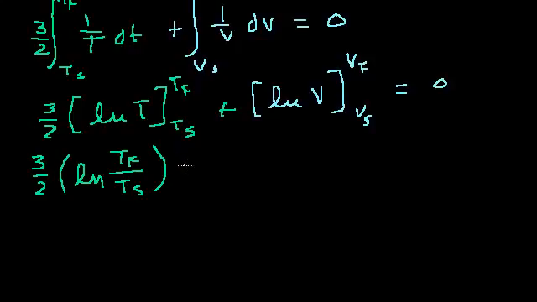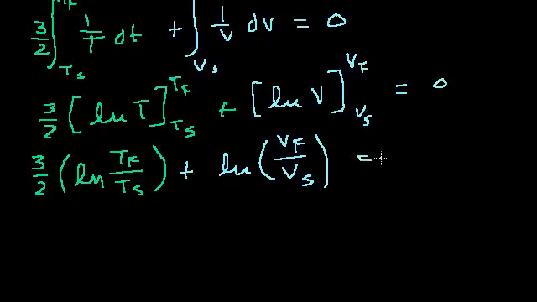Plus, for the same reason, the natural log of Vf over Vs. When you evaluate this, it's the natural log of Vf minus the natural log of Vs, which can be simplified from our logarithmic properties. So that equals 0. And now this coefficient out front, we can use our logarithmic properties. Instead of putting a 3/2 natural log of this, we can rewrite this as the natural log of Tf over Ts to the 3/2.